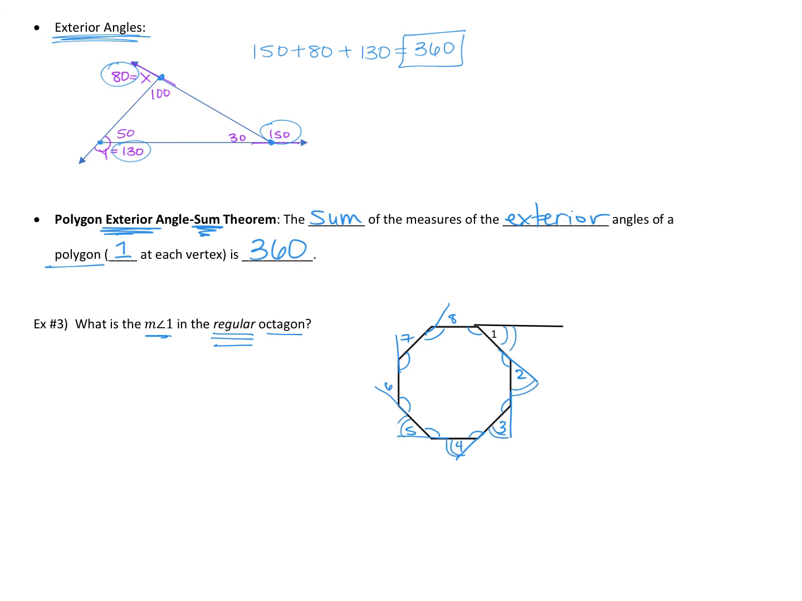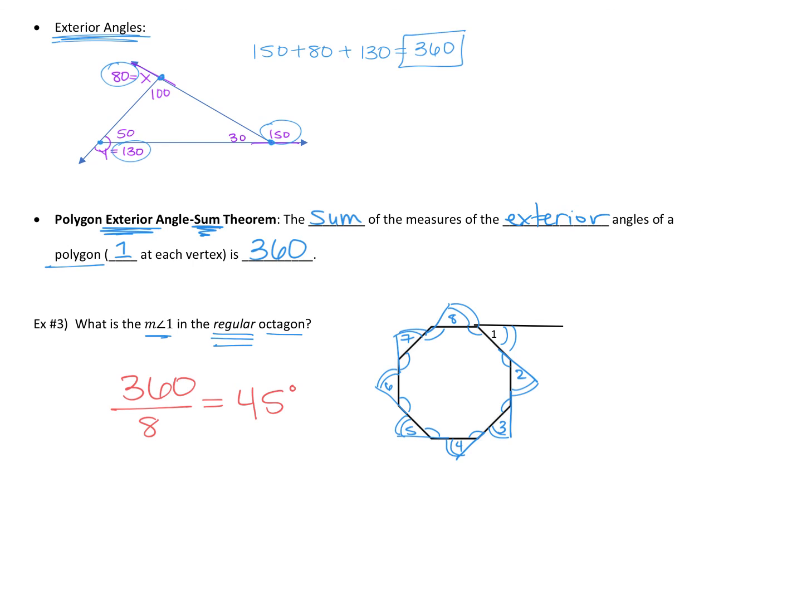So that means all of these are the same, right? So if I want the measure of one exterior, and I know they all add up to what? 360. If they're going to add up to 360, what can I do with 360 to figure out what one of those angles is? You guys are so smart. Divide by 8, right? 360 divided by the number of sides is going to give you 45 degrees. Anyone see a different way that you could have figured that out?